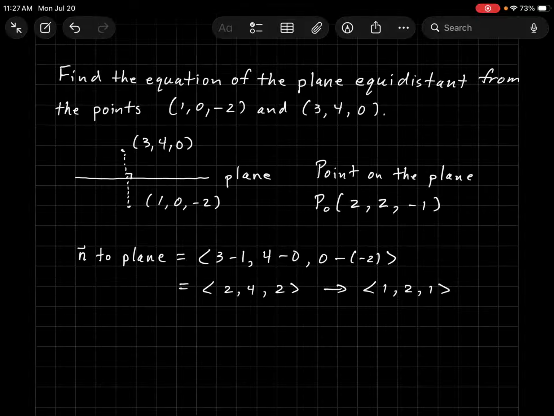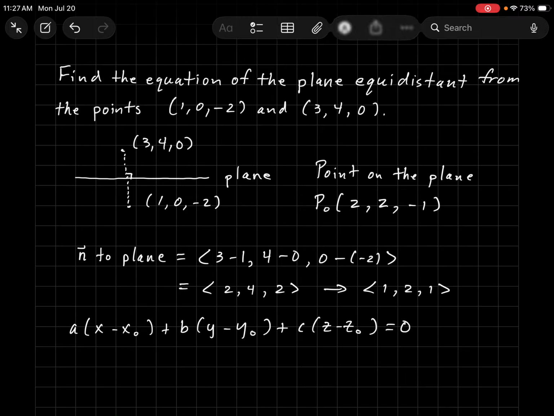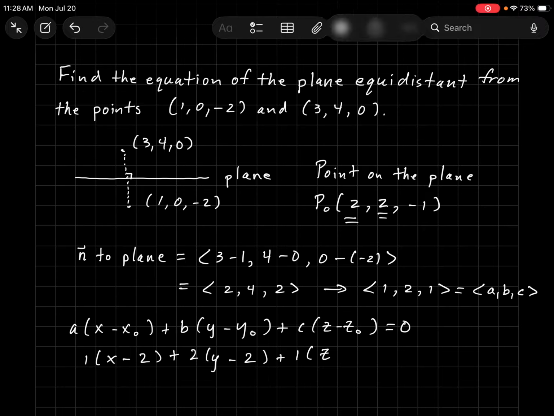Well, now that I have a normal vector to the plane that I want, and a point on the plane, I can simply write my equation. So reminder, it's a times x minus x naught plus b times y minus y naught plus c times z minus z naught equals 0, where this 1, 2, 1 is going to be our a, b, c. So I get 1 times x minus the x, plus 2 times y minus the y, and then plus c times z minus the z.